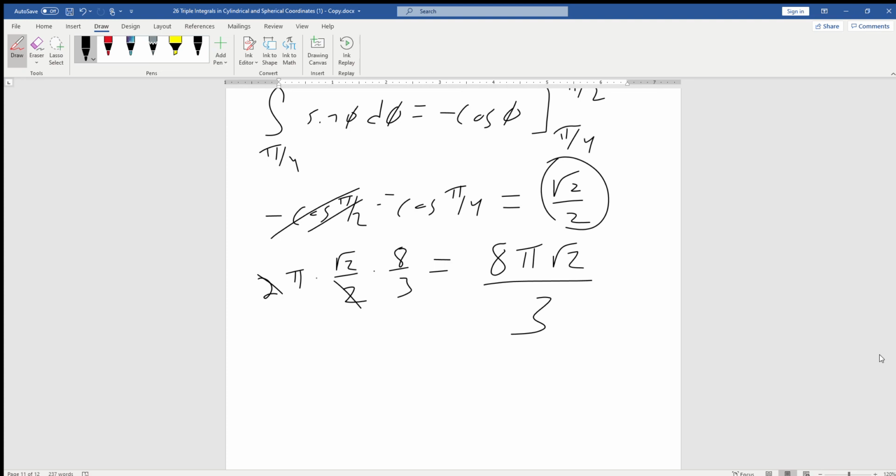Hopefully this helps out a little bit with respect to being able to work with cylindrical coordinates as well as spherical coordinates. Not an easy topic. So I'd recommend going back, maybe watching the videos a couple times, and trying some practice problems.